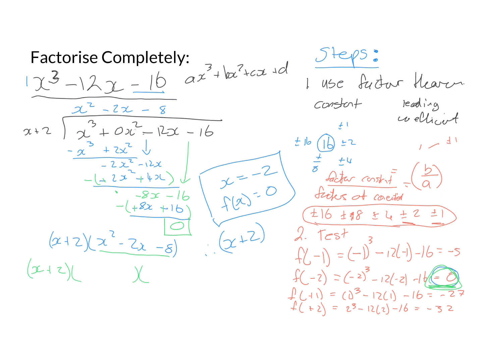This is now a trinomial which I can factorize. So x and x, 8 is 4 times 2, and if I do negative 4 plus 2, there we have our fully factorized trinomial, in this case, three-termed expression, using the factor theorem and long division. And this is generally how I go about trying to solve.